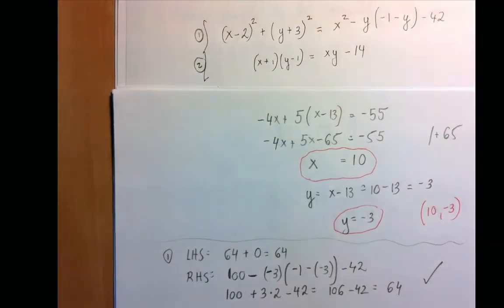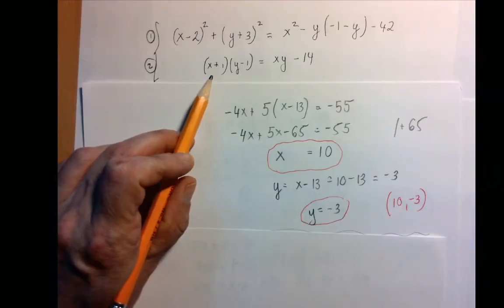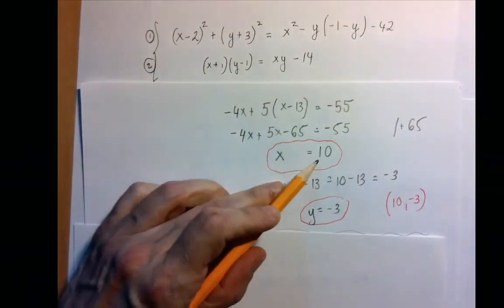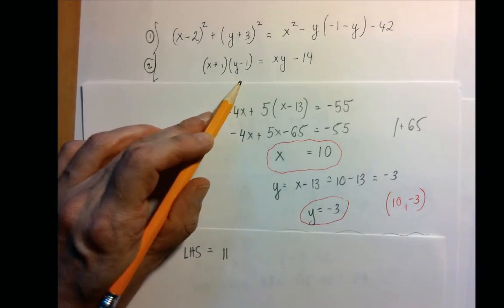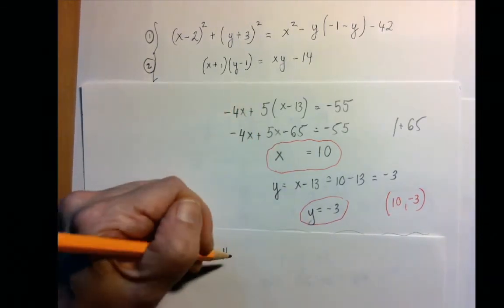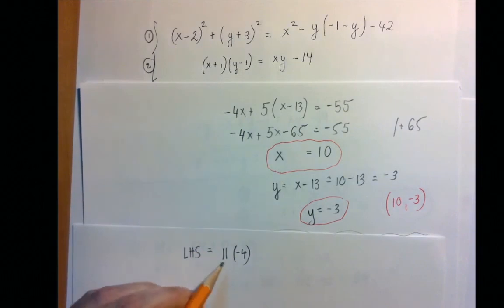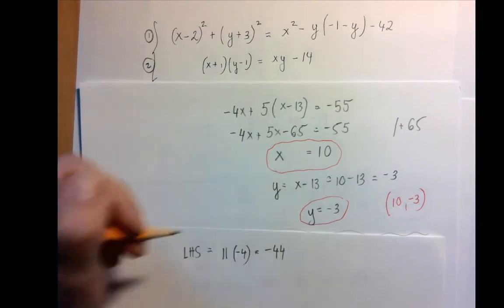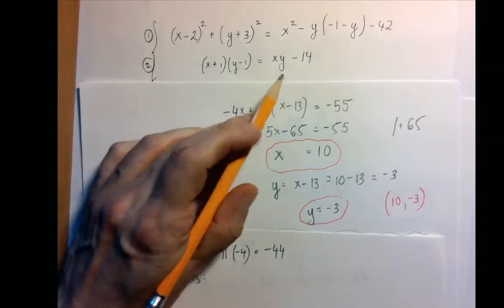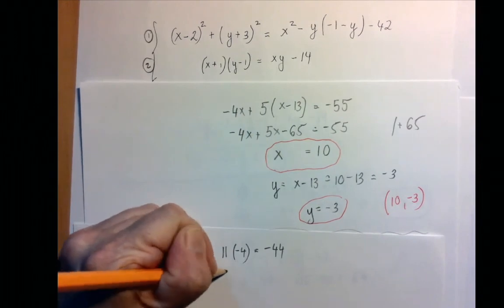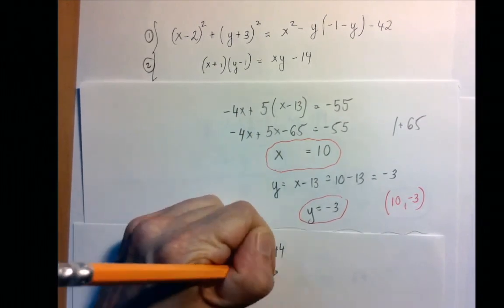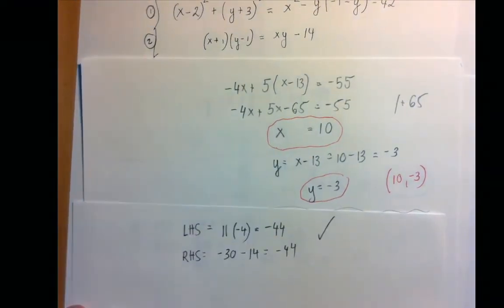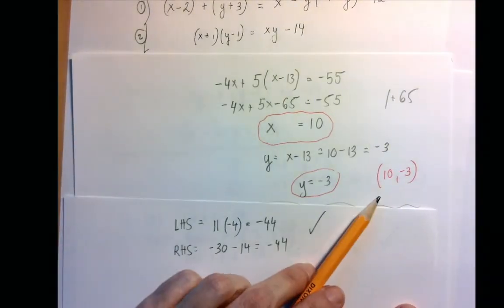To check the second equation, we put the information x is 10, y is negative 3 into it. So the left-hand side: if x is 10, then x plus 1 is 11. If y is negative 3, then y minus 1 is negative 4. So we're talking 11 times negative 4, which is negative 44. Meanwhile, the right-hand side is xy, that's 10 times negative 3, that's negative 30, minus 14, which is also negative 44. So the second equation checks too. So our solution, 10, negative 3, is correct.